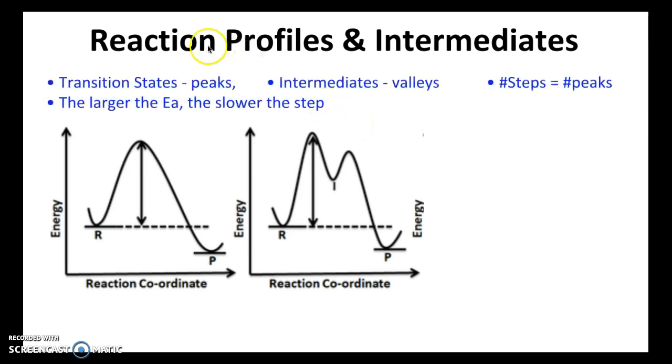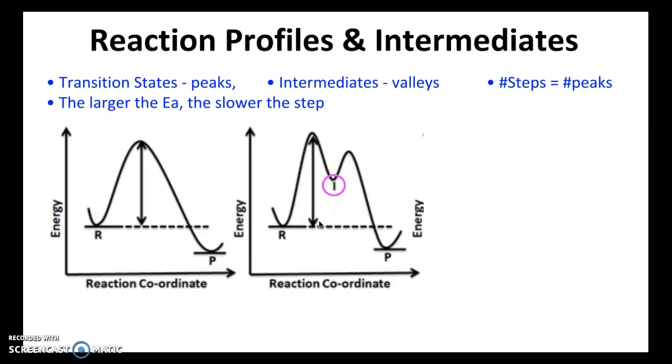Let's talk about that. Remember, each peak represents a transition state. And the number of steps in a reaction mechanism corresponds to the number of peaks. So here, this would be a one-step mechanism because there's only one peak. And here you have a two-step mechanism because there are two peaks. The next thing, the intermediates can be found in the valleys. So that means those are sort of the dips in between peaks. So in this second reaction profile, the intermediate is here.